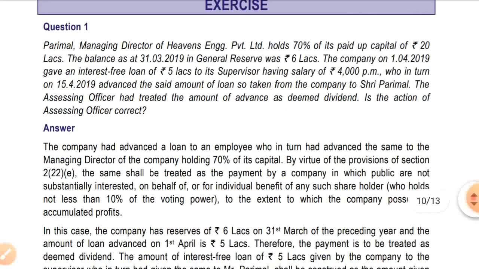The company had advanced a loan to an employee who in turn had advanced the same to the managing director of the company holding 10% of its capital. By virtue of the provision of section 2(22)(e), the same shall be treated as payment by a company in which public are not substantially interested. As we see, it's a private company in which public are not substantially interested. So on behalf of or for the individual benefit of such shareholders who hold not less than 10% of voting power, to the extent to which the company possesses accumulated profit. So the company's accumulated profit is 6 lakhs and an interest free loan of rupees 5 lakhs has been given. So 5 lakhs will be deemed as dividend.